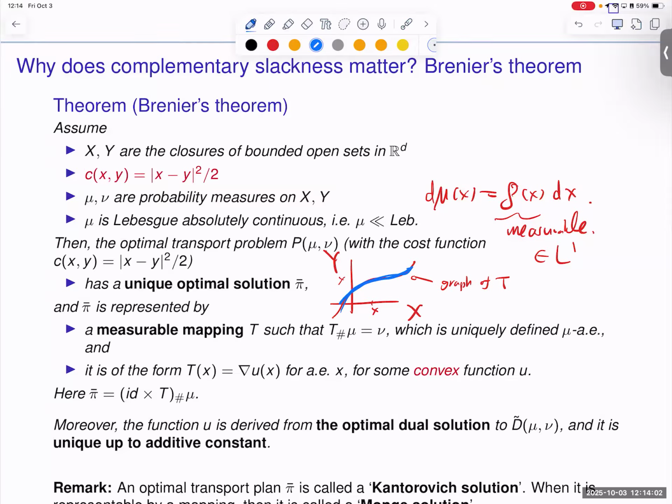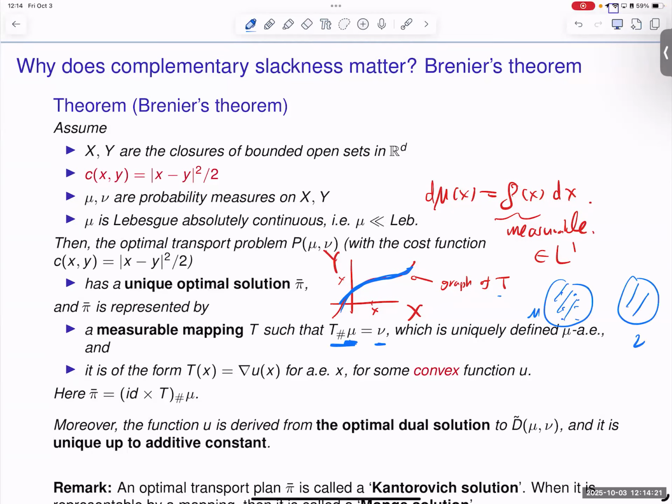And then you can further say that there is this map that pushes forward the measure mu to nu. So let me draw it this way. You have mu and nu, and your particles here and particles there. And you have a mapping from the domain of mu to the domain of nu so that you transport the mass following that mapping. Okay.